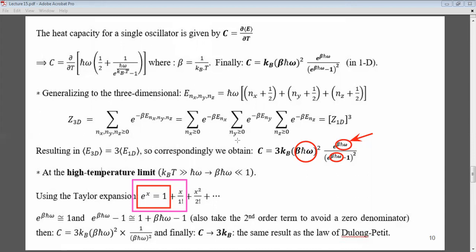And I will find that my C now will be 3 KB beta h bar omega squared times 1. So in the numerator I put 1, and down I will put beta h bar omega squared. Finally, beta h bar omega squared and beta h bar omega squared cancel out, and I will get C goes to 3 KB. And this is the same result as the law of Dulong-Petit. Remember what is the law of Dulong-Petit? Let me show you.